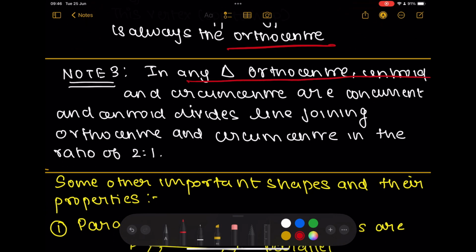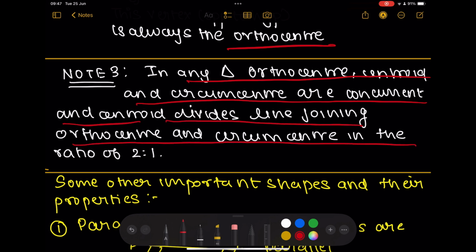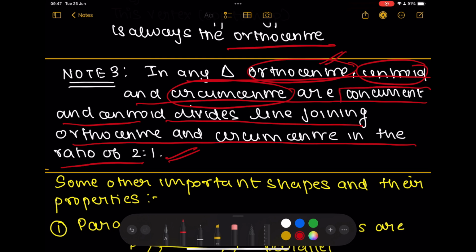In any triangle, the orthocenter, centroid and circumcenter are concurrent, and the centroid divides the line joining the orthocenter and circumcenter in the ratio 2:1. This is a very, very important point. I'll read again. In any triangle, the orthocenter, the centroid, which is the point of intersection of medians, and the circumcenter, which is the point of intersection of perpendicular bisectors, are all concurrent. Orthocenter is the point of intersection of altitudes, right? What is the meaning of concurrent? They all lie on the same straight line. And the centroid divides the line joining the orthocenter and circumcenter in the ratio 2:1.